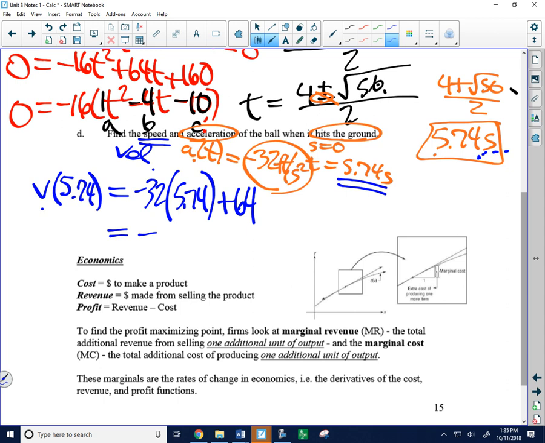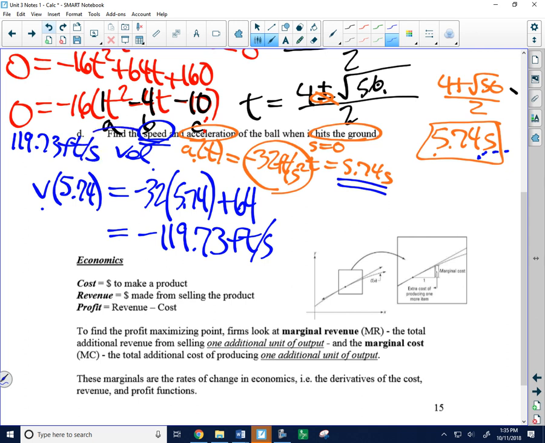Yeah, 119. I got negative 119.73 feet per second. Now that's the velocity. So to answer the question, the speed is going to be positive 119.73. Oh, I was right in meters. Feet per second. Speed is always going to be positive.